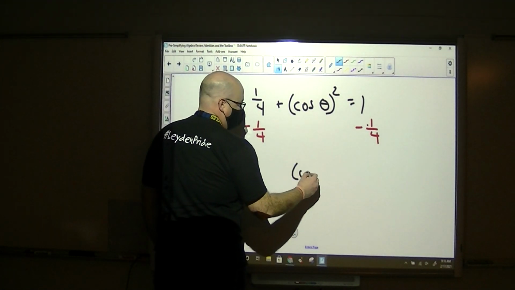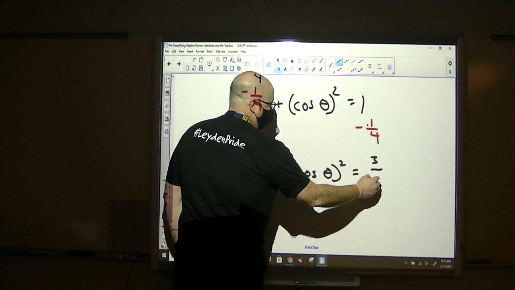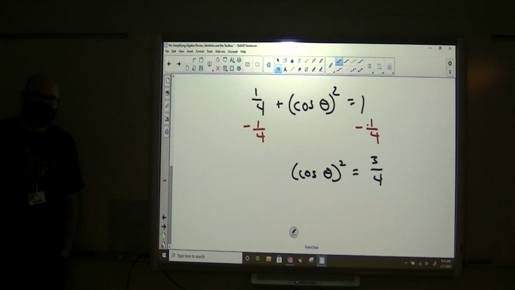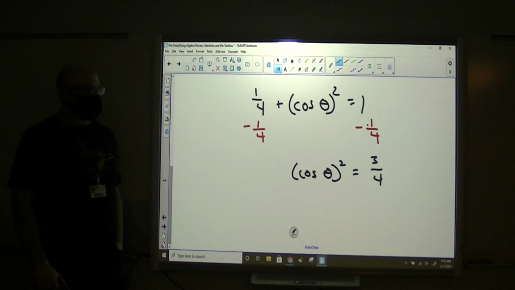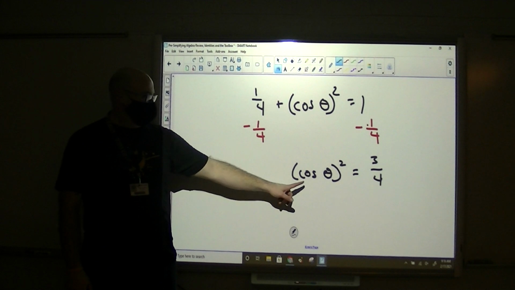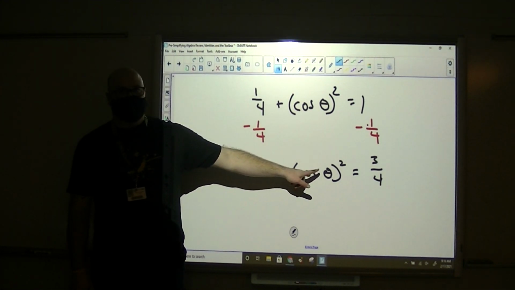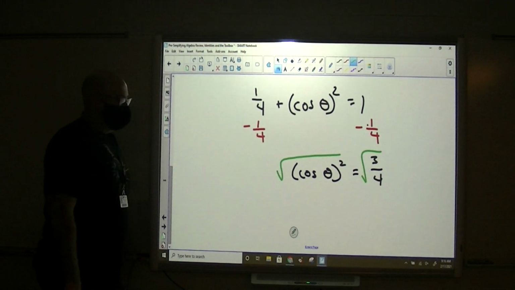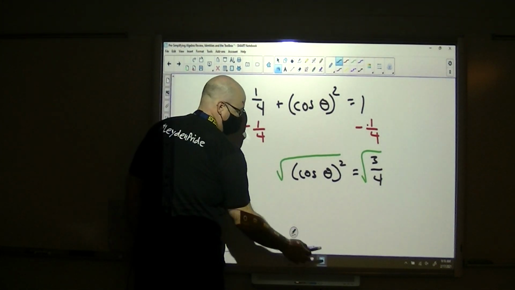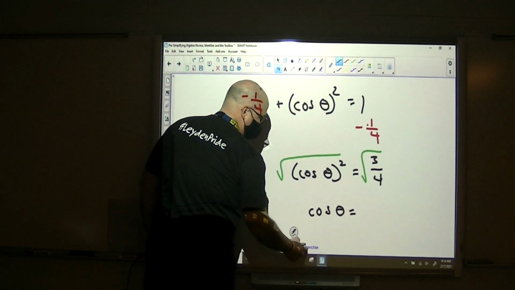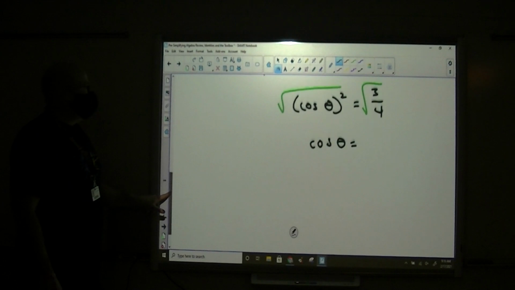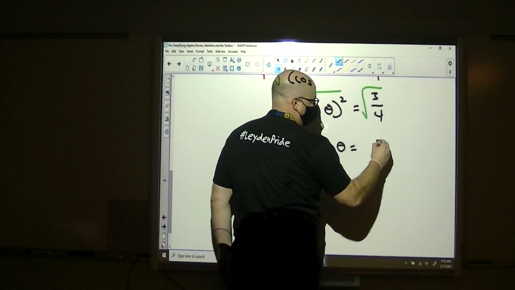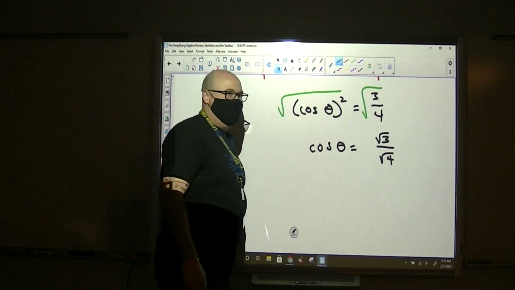I'm going to have a statement that says cosine theta squared equals 3/4, because 1 minus 1/4 is 3/4. This is what I want to know, and that's being squared, so I take the square root. Once I take the square root, I have cosine theta. Now, here's where things get a little chippy, because when I take the square root of 3/4, that's the square root of 3 over the square root of 4. But listen up to this part.